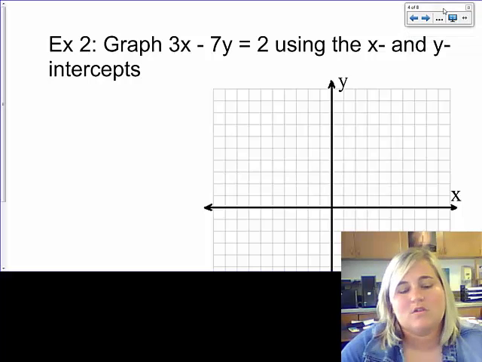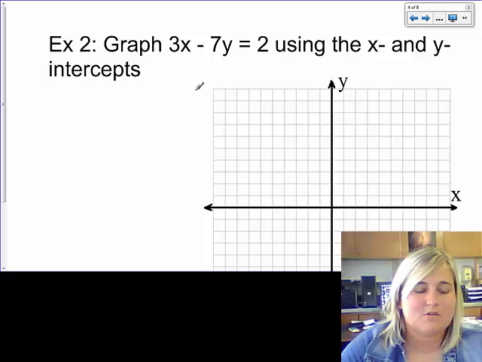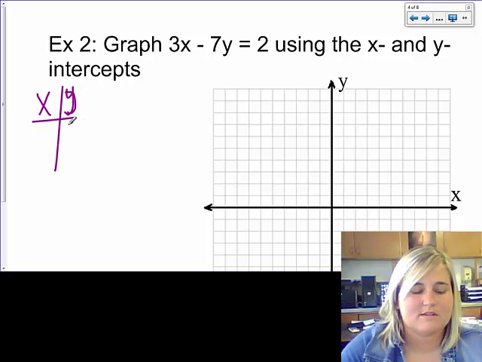Okay, it wants us to graph this using the x and y intercepts. So what I'm going to do is the exact same thing that I just did. I'm going to make that t-chart. That was supposed to look like a y. And I know I have to plug in 0 for y to get my x-intercept and plug in 0 for x to get my y-intercept.